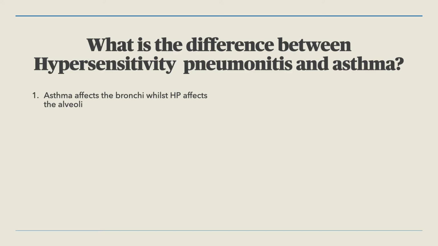So you might ask, what's the difference between asthma and hypersensitivity pneumonitis? They're both allergic reactions. They both involve the lungs. Really, the main thing is that asthma heavily affects the bronchi, whilst hypersensitivity pneumonitis has more of an effect in the alveoli, so an alveolitis kind of level.